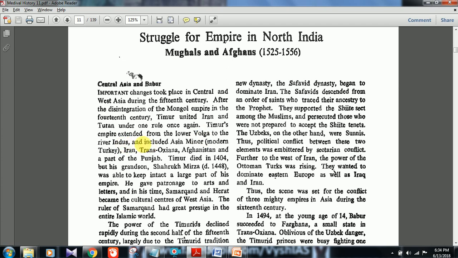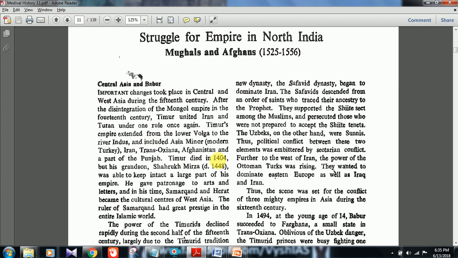Okay, the Indus, you know, and the Volga is closer to the Eurasian border. So, and it included Asia Minor, that is modern Turkey. Okay, you should know when these terms are referred to. Then Iran, Transoxiana, again the Central Asian region, and Afghanistan and part of Punjab. Okay, so from west of Punjab till the Central Asian borders.